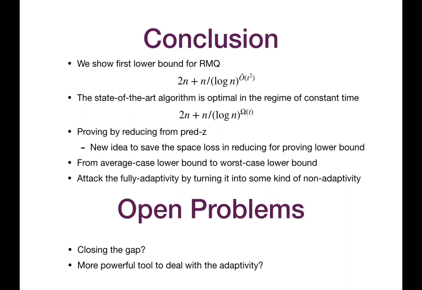There are some interesting open problems. Can we close the gap between lower bound and upper bound for RMQ in the general case? Is there a more powerful tool to deal with the adaptivity?